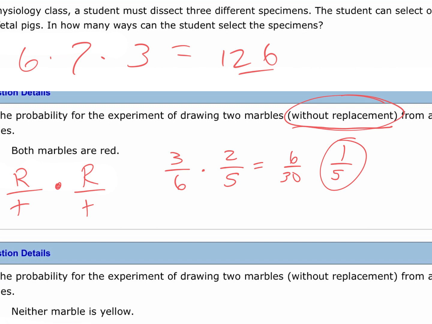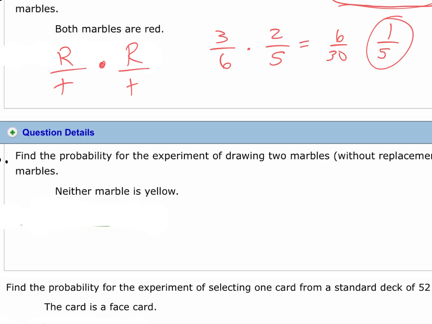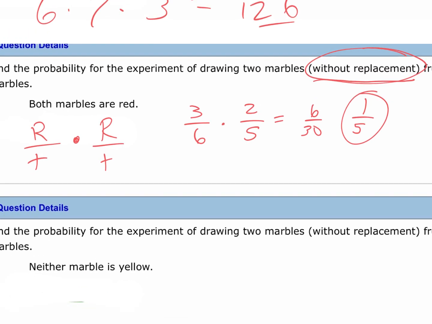If you did replace it, then you would look at it, oh, so pretty, and then put it back. So it'd still be 3 out of 6. So on the test, do you want us to simplify it? Yes, always. If it was the opposite of without replacement, the 6 would stay the same. Yep. What about the numerator? It would stay the same because you looked at it and put it back in. It'd be 3 out of 6, 3 out of 6.